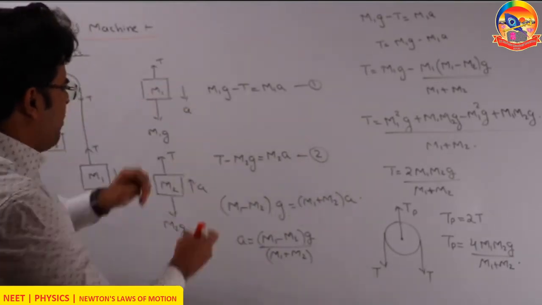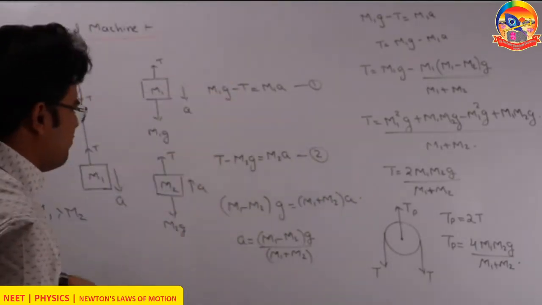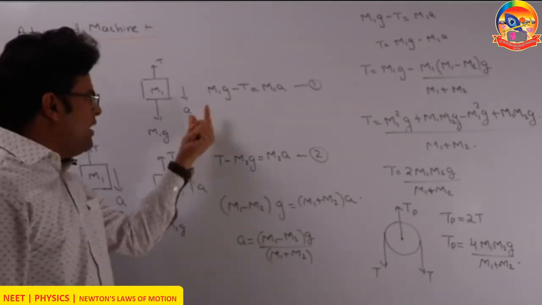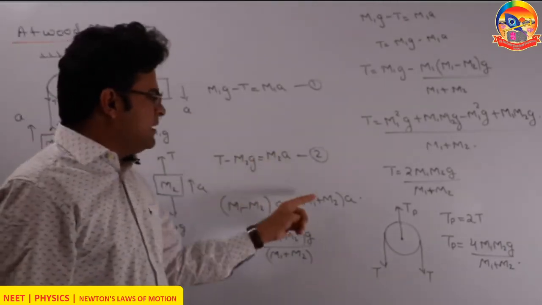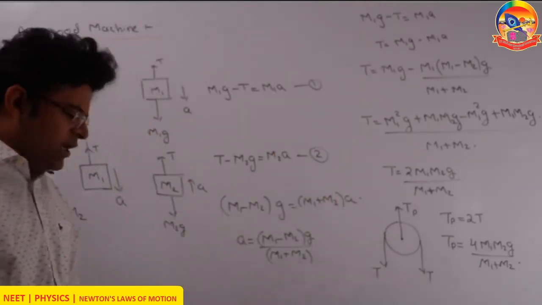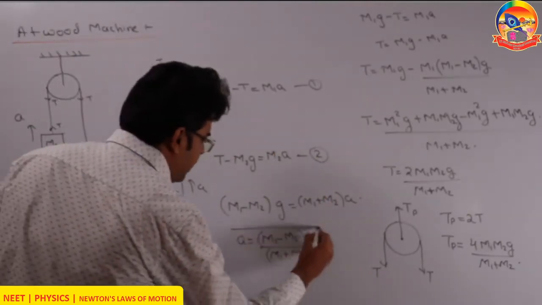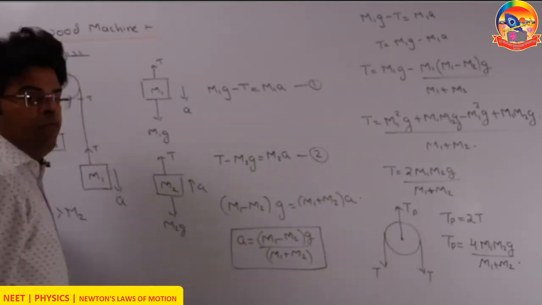If we add them up, you can see here minus T, here plus T, they will get cancelled. So on the left hand side, you will have M1 minus M2 into G. And on the right hand side, you will have M1 plus M2 into A. So the acceleration comes out to be simply M1 minus M2 into G upon M1 plus M2.